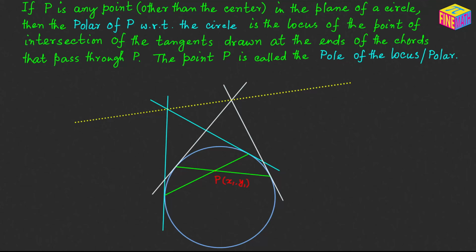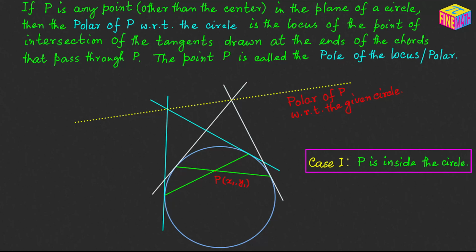And in fact, you can draw as many chords as you want through the point P, and if you draw the tangents through the ends of each of those chords, you will see that the tangents actually intersect at a point which lies on this particular dotted line, the yellow dotted line. That is the polar of this point with respect to this particular circle. And in this example, we considered point P to be located inside the circle. There are two other possibilities where the point could lie on the circle or outside of the circle.